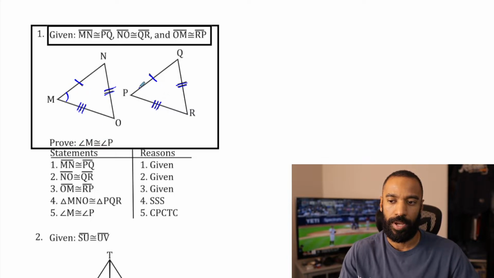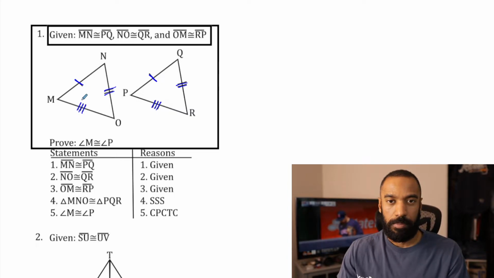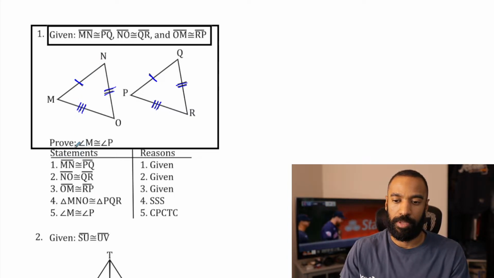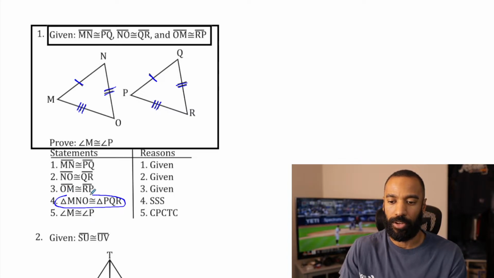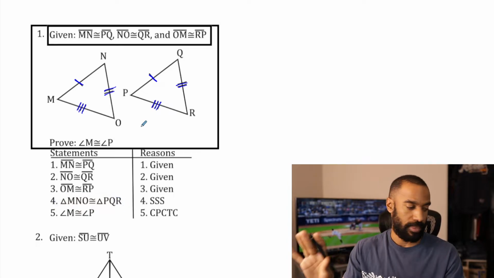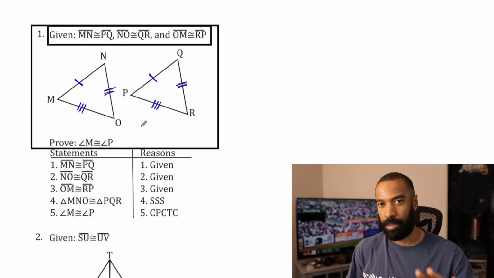They want us to show this right here. And I'll tell you what, if you're not doing the CPCTC route, normally they'd say something like prove this statement right here: prove triangle MNO is congruent to triangle PQR, and then you'd be done right there. That's what the majority of triangle congruence proofs do. What we're doing is the step beyond.